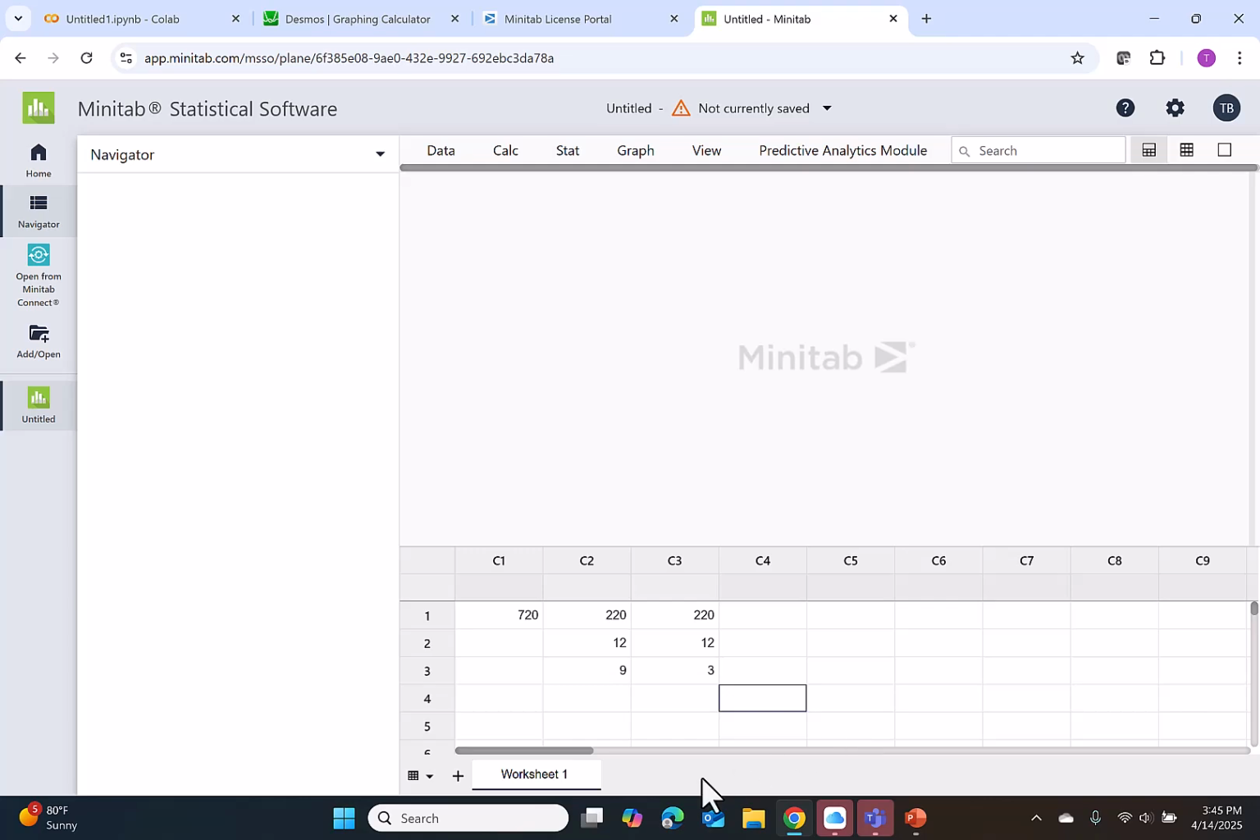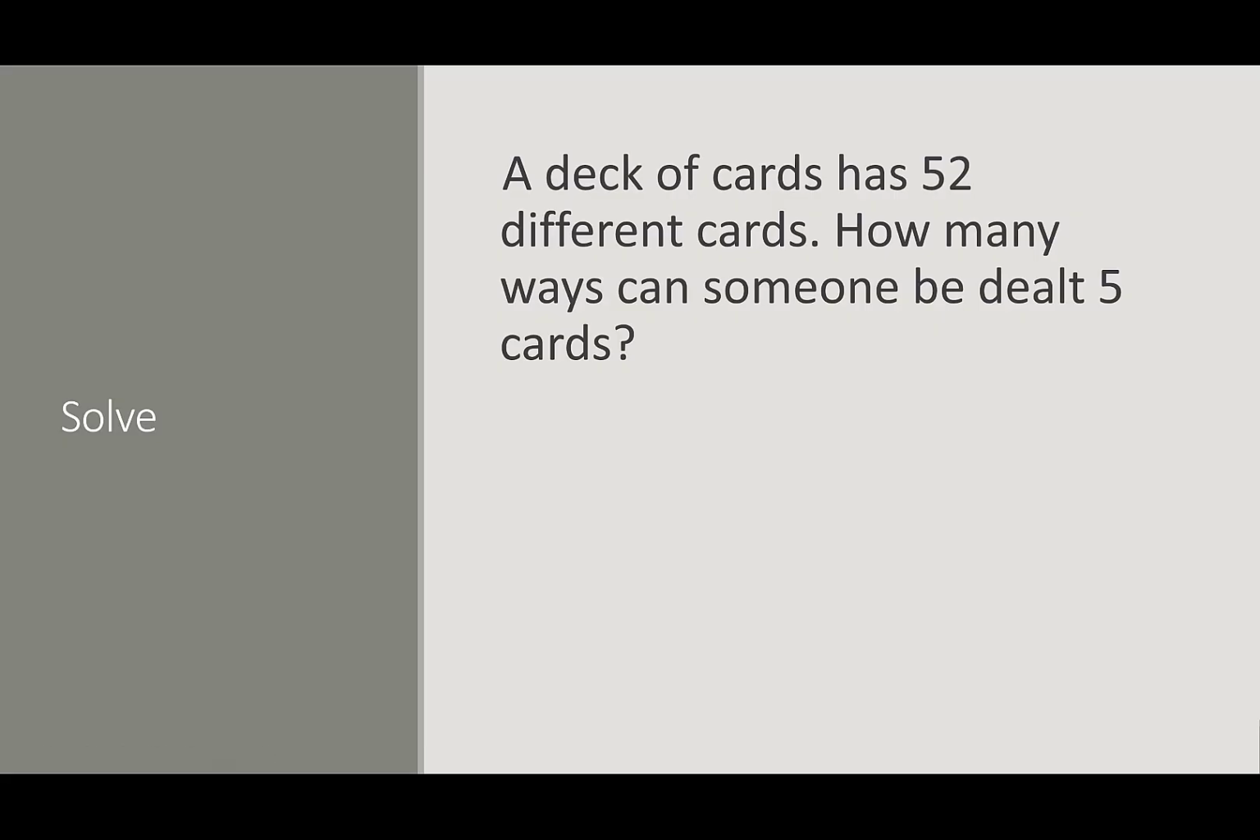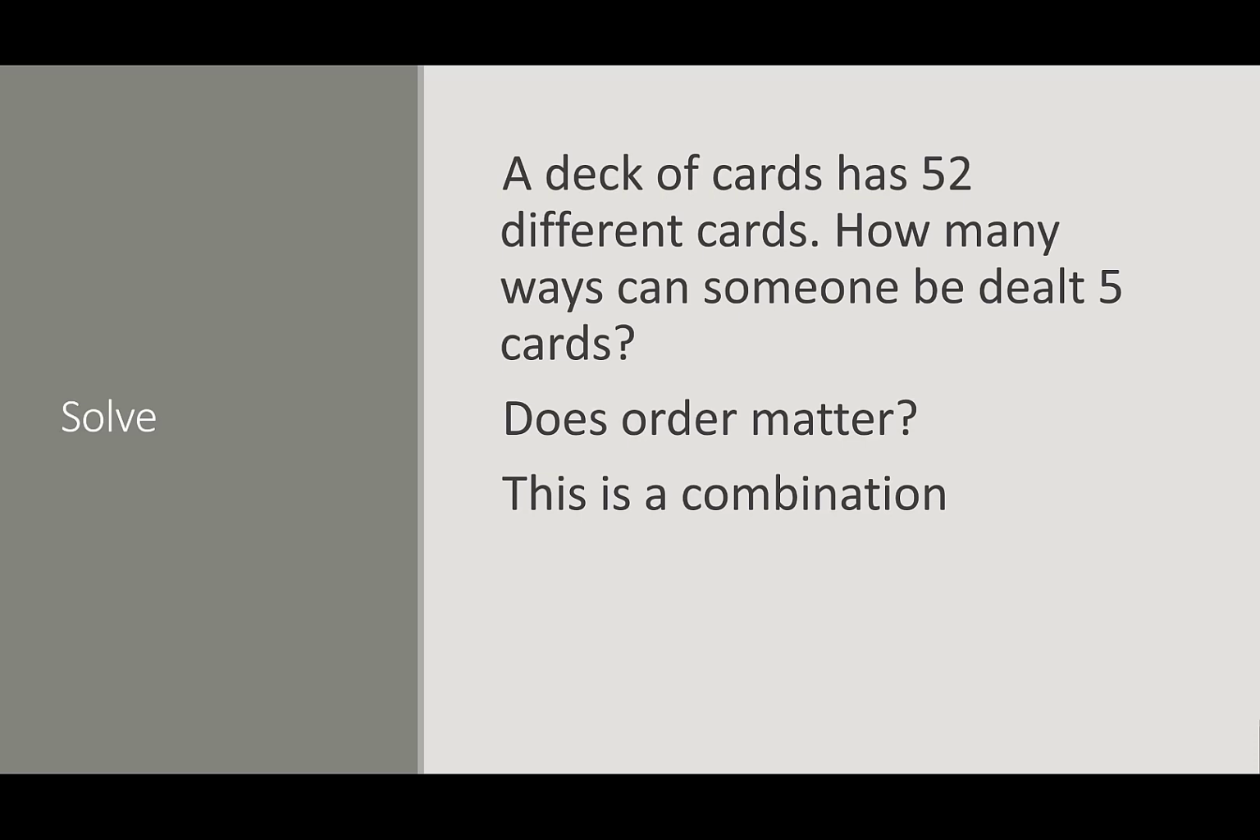A deck of cards has 52 different cards. How many ways can someone be dealt 5 cards? So our first question is, does order matter? And the answer is no. Once you have the cards in your hand, you can rearrange them however you want. That makes this a combination. We're going to look at a combination of 52 choose 5.